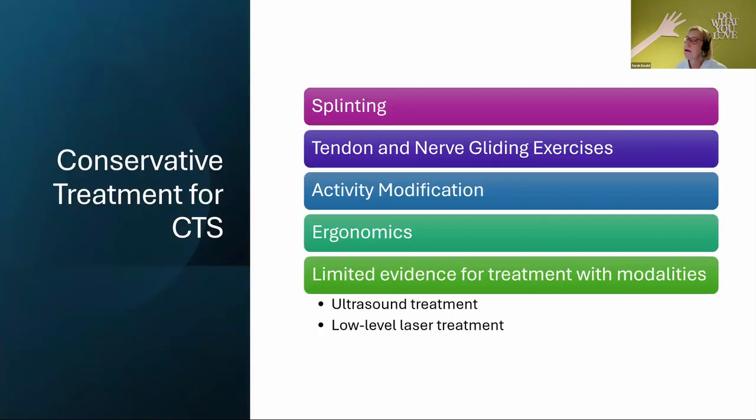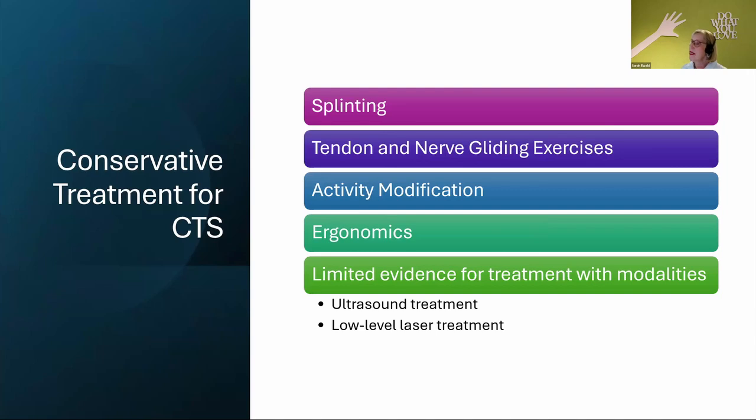So what we're going to do for Anna, we're going to splint. We're going to give her some tendon and nerve gliding exercises. We're going to instruct her in some activity modification, and have a look at ergonomics. And I will mention here that there's very, very limited evidence for treatment with modalities.